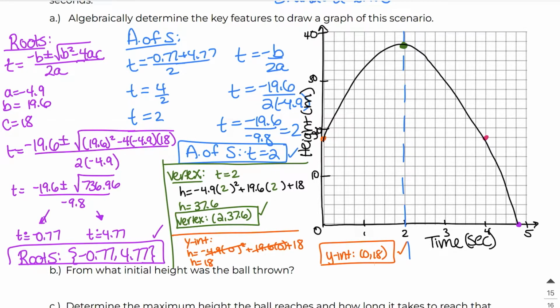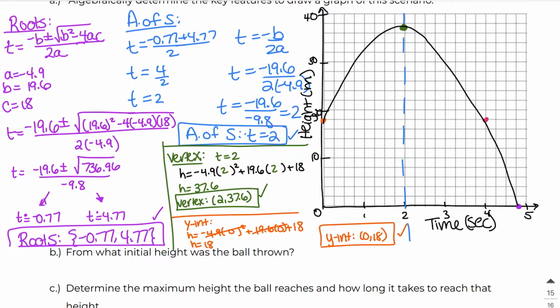Okay, so now that I've done that, I can go ahead and answer some of these questions. So question B says, from what initial height was the ball thrown? And the answer to that question is right here. It was initially thrown from a height of 18 meters.